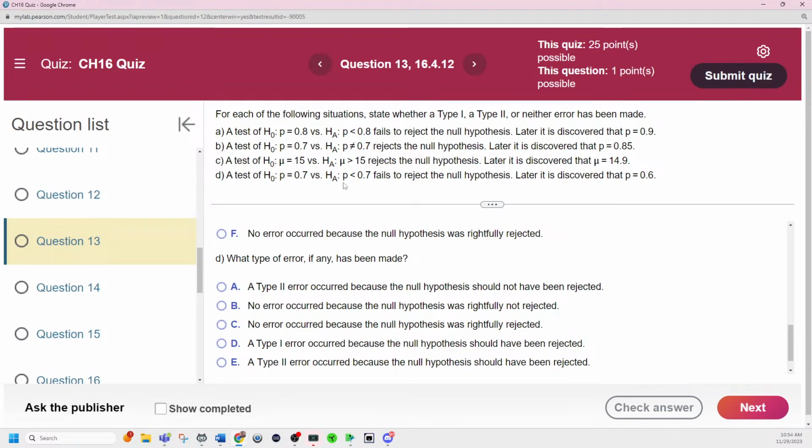The null is that the proportion is equal to this. The alternative is that the proportion is less than this. They failed to reject the null. They should have rejected the null. The type 2 error occurred because the null should have been rejected. I think we did it.